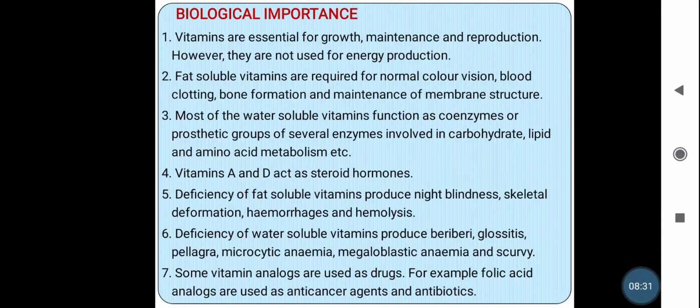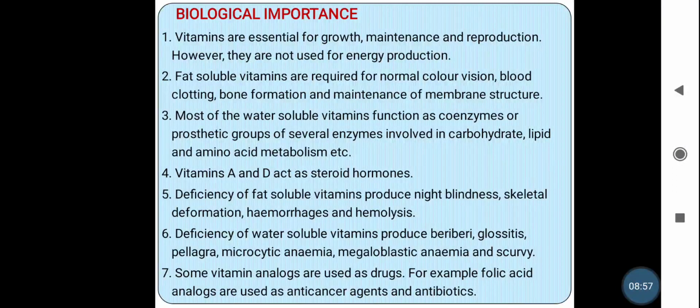Microcytic anemia means the RBC size gets smaller, or there are hypochromic RBCs which have less color. Generally, it occurs due to iron deficiency also. Again, it leads to megaloblastic anemia, which means the size of RBCs gets enlarged and the number of RBCs gets decreased.